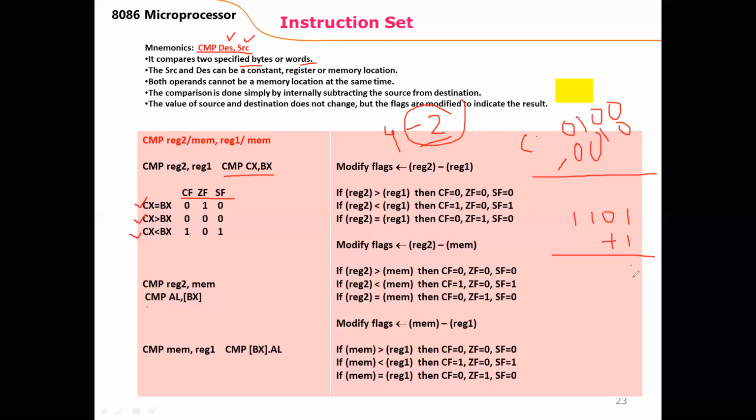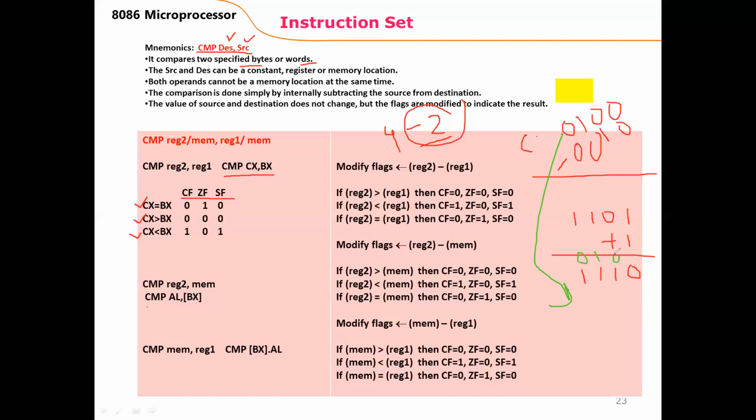Now 1 plus 1 is 0, carry will be 1. The advantage of taking 2's complement is that we are performing the subtraction operation by using the addition method only. The addition method is always simple to perform. 1 plus 1 is 0, 1 carry. Now this is the 2's complement result. We will add this to 4.